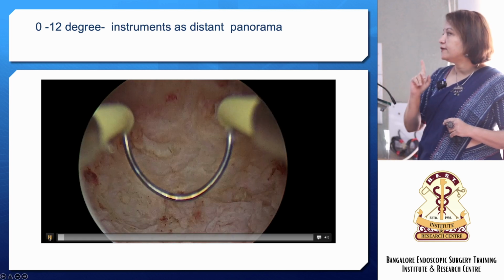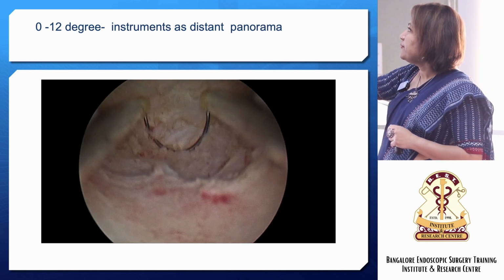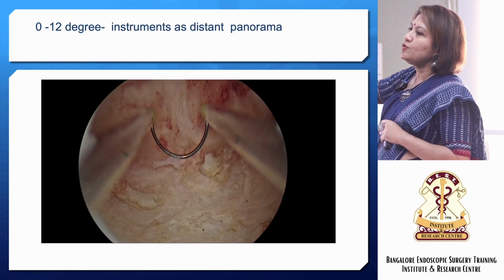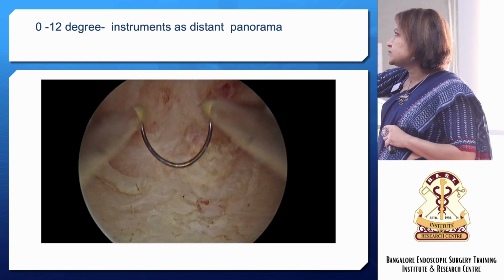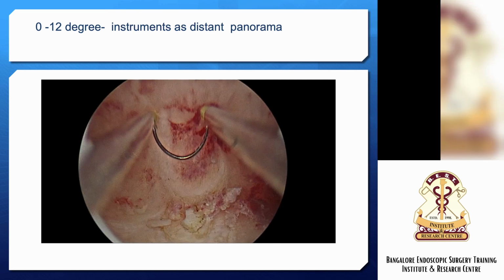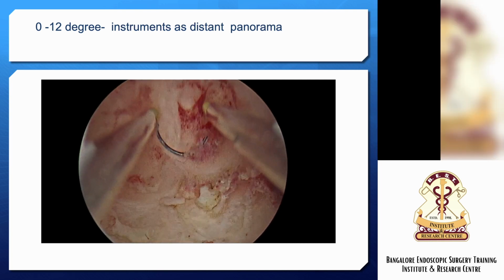This is a 12-degree telescope that I'm using. So I push the loop completely and I'm still able to visualize the loop throughout in my field. This 0 degree is not commonly available. What's available for a hysteroscope is a 12-degree.